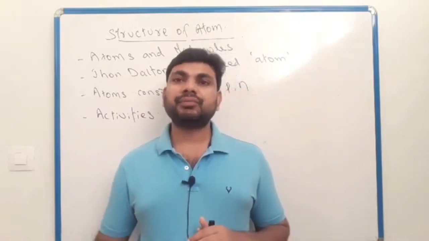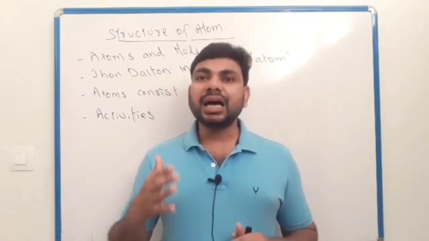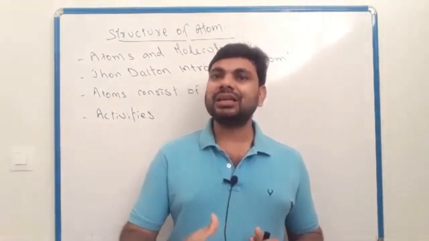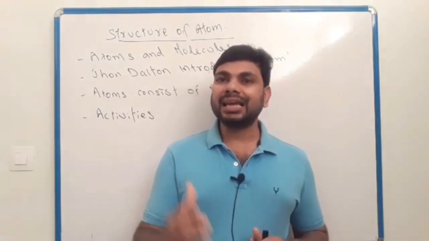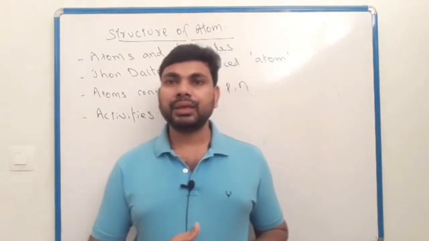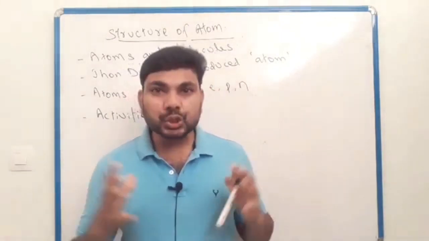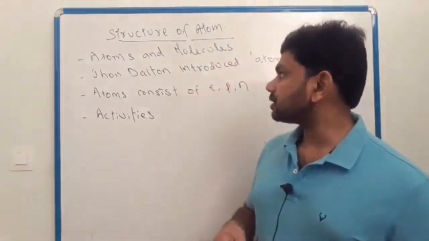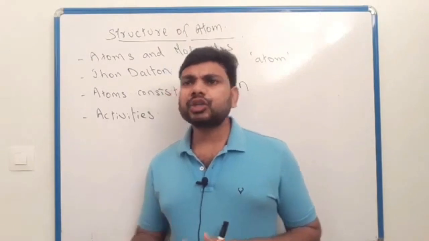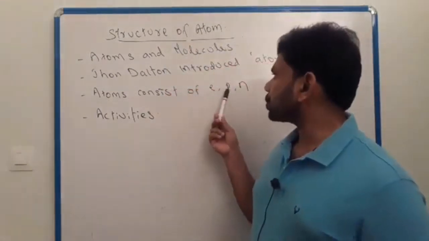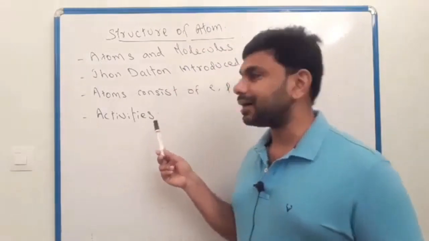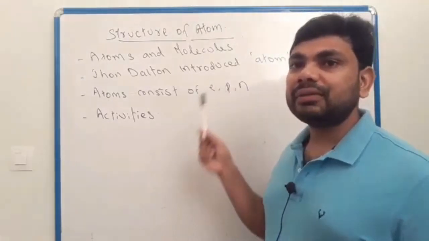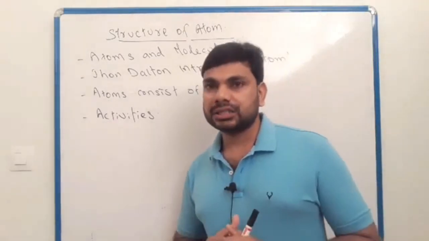But later, further experiments showed that atoms consist of subatomic particles. Atoms again contain smaller parts such as electron, proton and neutron. Electron, proton, neutron together we call subatomic particles. Electron is represented by E, proton P, neutron N.